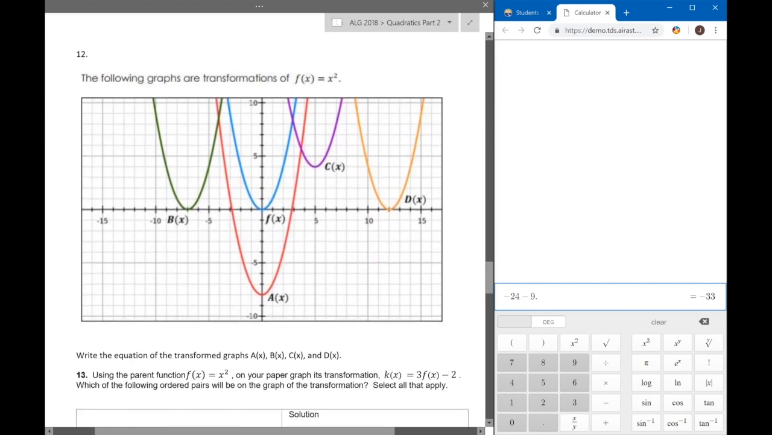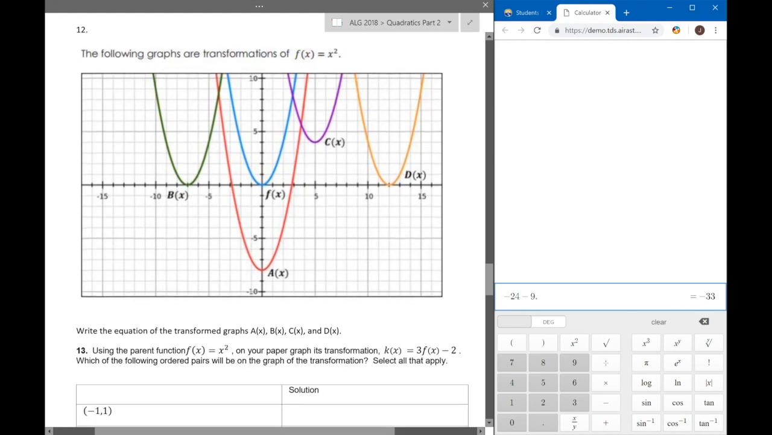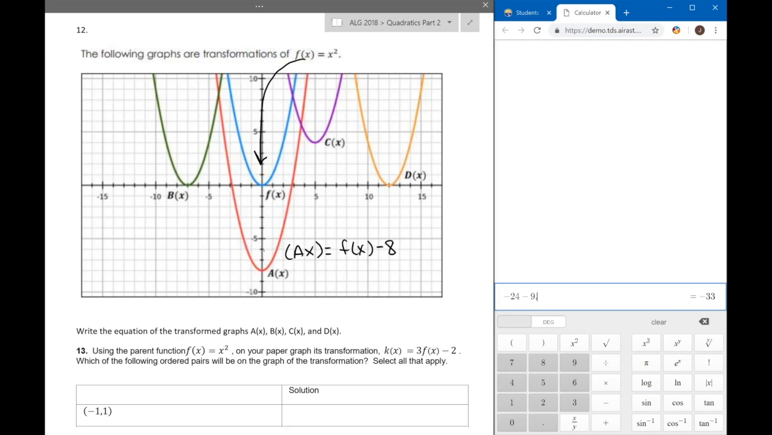Okay. The following graphs are transformations of f of x equals x squared. Write the equations for the transformed graphs. So the blue one right here is actually going to be the f of x one. If you notice, the red one went down by 5, 6, 7, 8. So in order to go down on a graph, this is a of x, sorry. A of x equals f of x minus 8. If you go down, it's going to go negative.